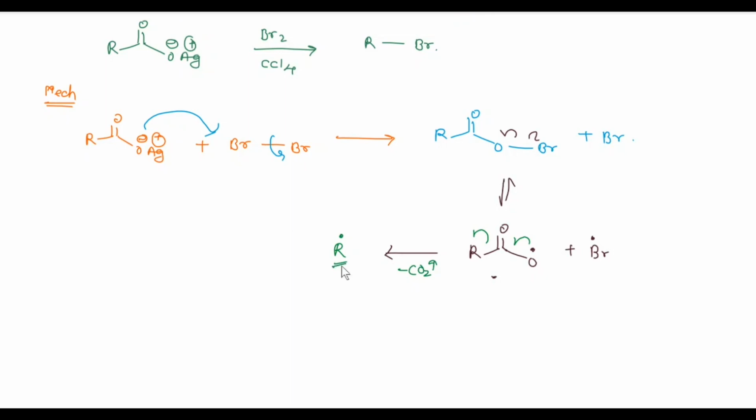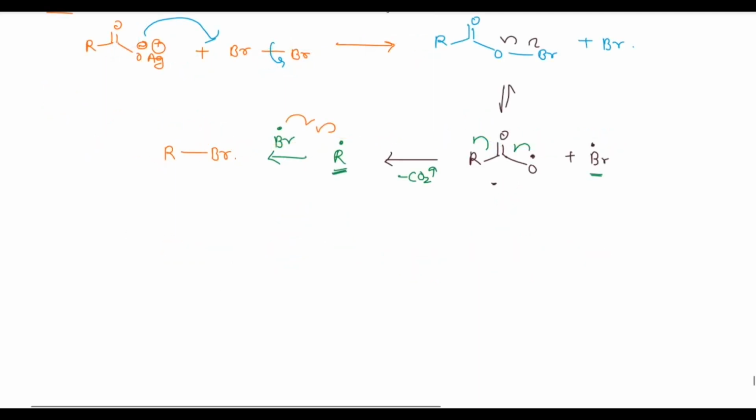The R radical and Br radical recombine and form our desired alkyl bromide as the product. The trend in the yield of the resulting halide is: primary is greater than secondary halide, which is greater than tertiary halide.